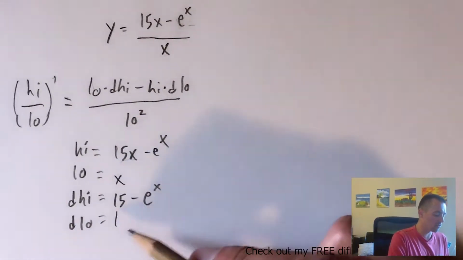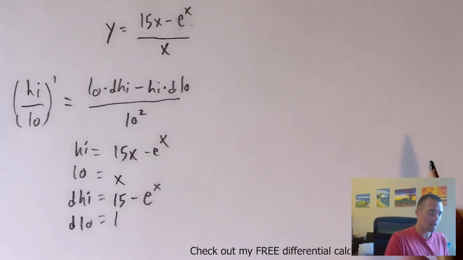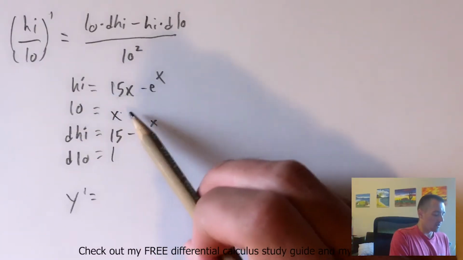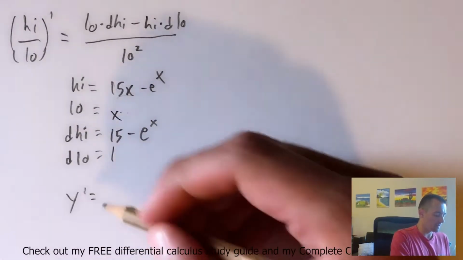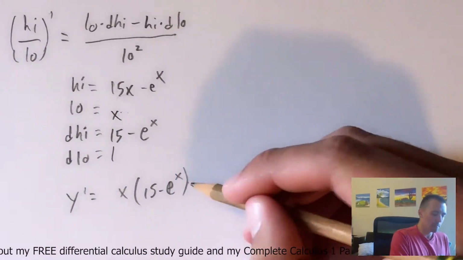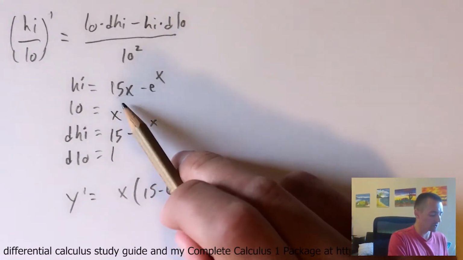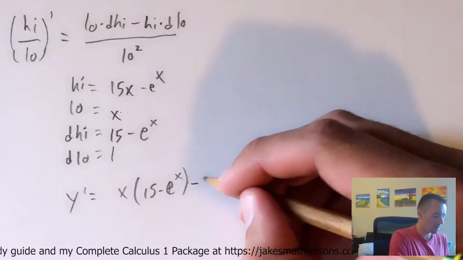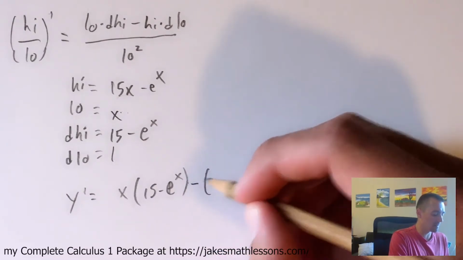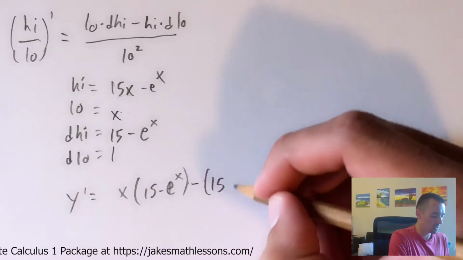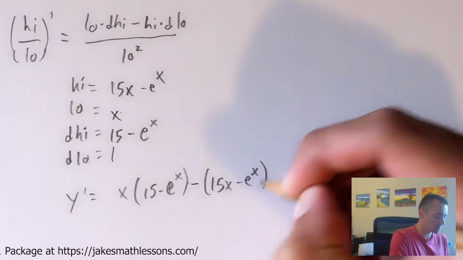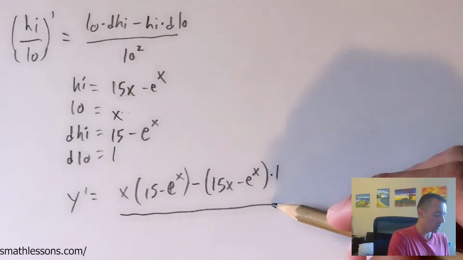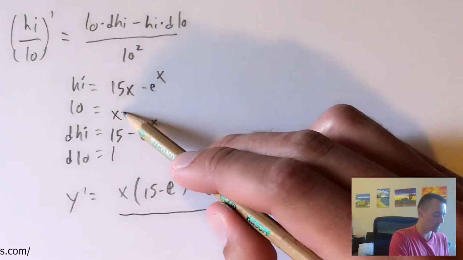So now we can take those four pieces, basically plug them into this formula, and see what we get for our derivative. So we're going to get y prime equals low d high, so x times (15 minus e to the x), minus high d low, which is (15x minus e to the x) times 1. And make sure to put this in parentheses because this minus needs to distribute. So we're going to get 15x minus e to the x, and then times 1, which isn't really going to do much. And then all that is going to be over the bottom squared, so x squared.